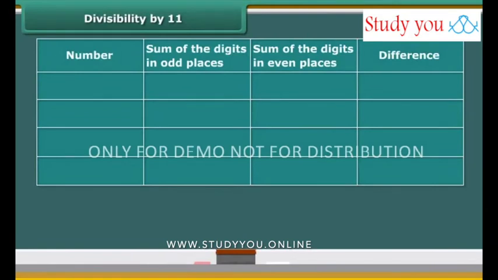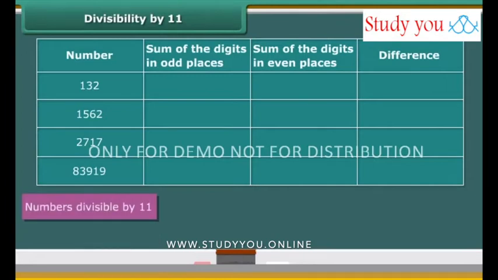The numbers 132, 1562, 2717 and 83,919. All these numbers are divisible by 11, as can be checked by direct division method.